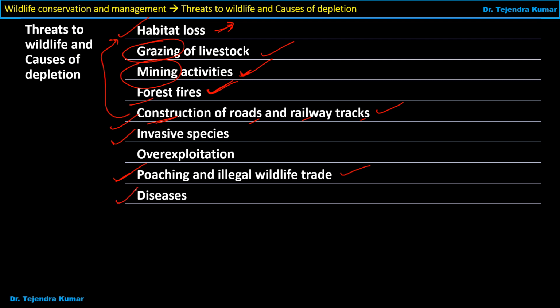Many times diseases can be seen in the wildlife, and they cause harm. Likewise, sometimes pandemic or endemic types of diseases happen in the wild areas.